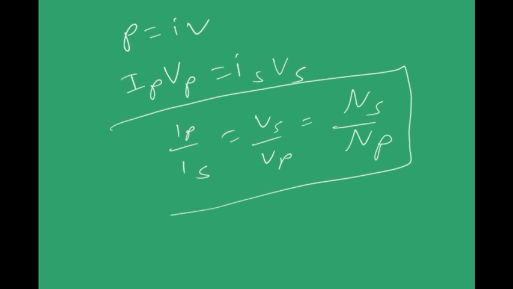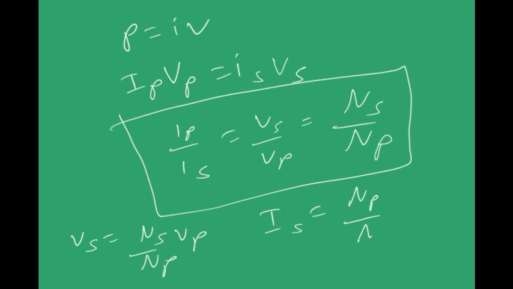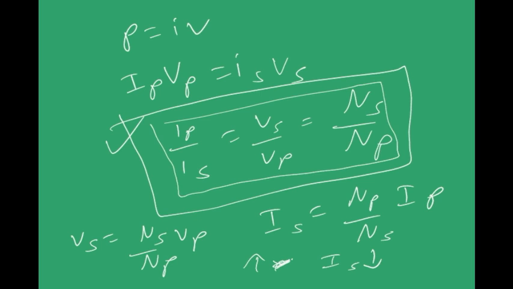You can remember this. Observe this. Vs is given by Ns by Np into Vp, right? But the current secondary is given by Np by Ns into Ip. So what can we observe? In a step-up transformer, if the voltage is increased, the secondary current is going to decrease. Observe that. So in a step-down transformer, if the voltage is going to decrease, the secondary current is going to increase there. And don't forget that these formulas work only for transformers with 100% efficiency.